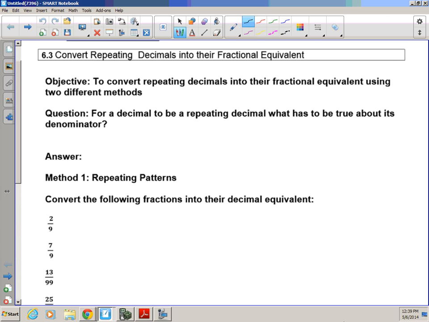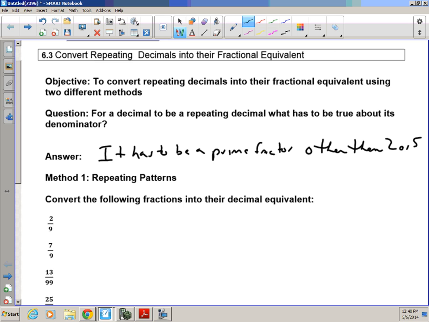Now, we talked about yesterday, for a decimal to be a repeating decimal, what has to be true about its denominator? It has to have a prime factor other than 2 or 5. Okay?